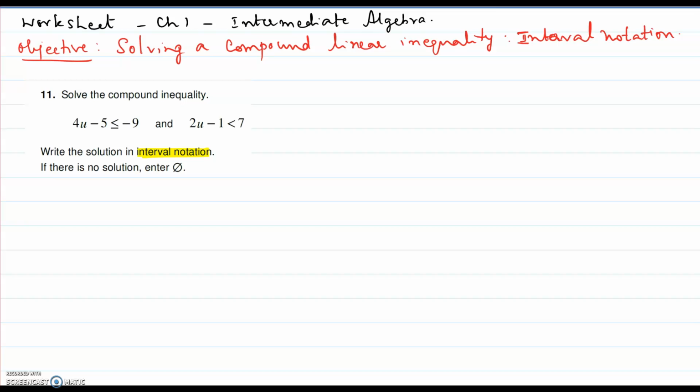So let's take the two equations separately and then we will see how we can connect the two of them with a compound statement, and. That is 4u minus 5 less than or equal to negative 9. The other one is 2u minus 1 less than 7. So they are connected by and.